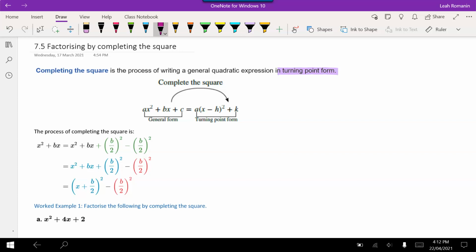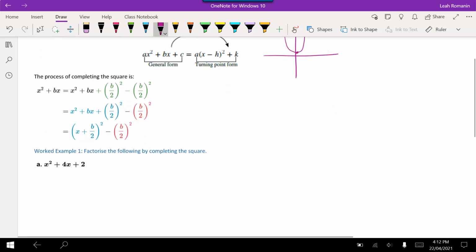We are going to look at this a little bit later on, but basically if you were to graph these ax squared plus bx plus c expressions, you would get a curve that looks like this. The point where that graph turns back around is the turning point, but we will discuss that later on. Okay, so down here we're looking at the process of completing the square.